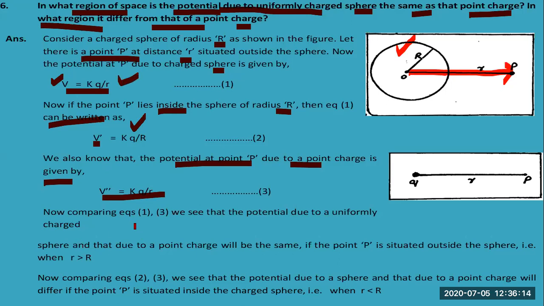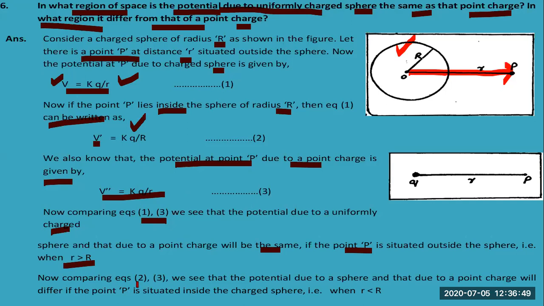Now, comparing equations 1 and 3, we see that the potential due to a uniformly charged sphere and that due to a point charge will be the same if P is situated outside the sphere, that is, r is greater than R. Then we compare equations 2 and 3 when they have different distances.